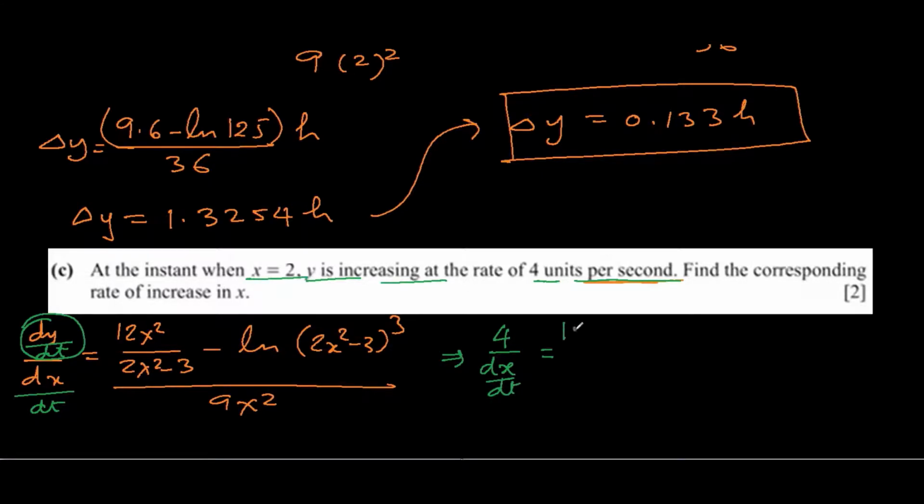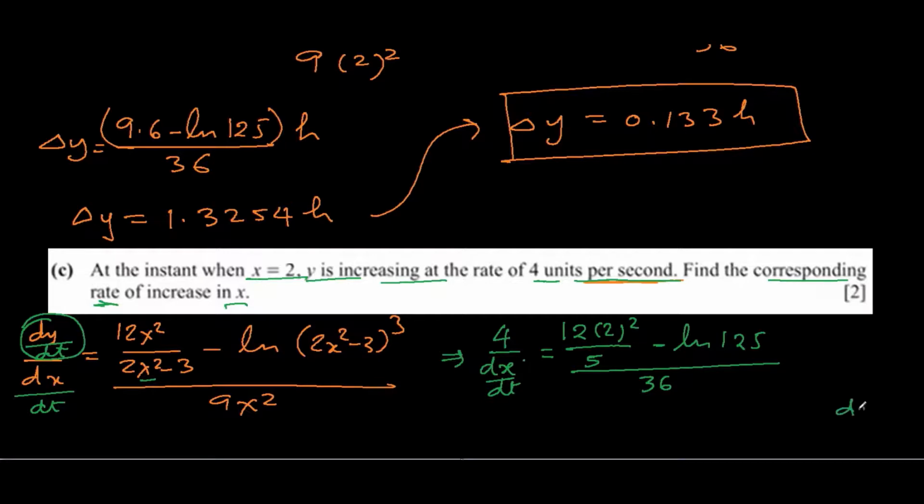So we will write the same thing again, 12 times 2 square over, let me do it mentally, 2 square is 8, minus 3 is 5, minus ln 125, that's what we got in the previous part also, divided by 9 times 4, 36. And we have everything except dx over dt, and that's what they're asking. Find the corresponding rate. Whenever they say rate, it is with respect to time, increase in x, which is this.